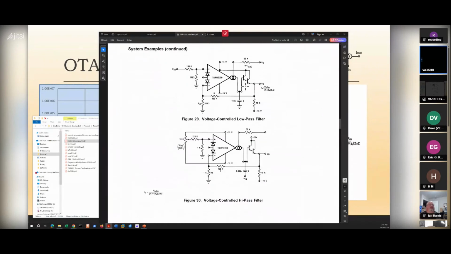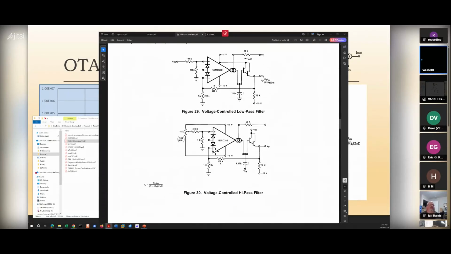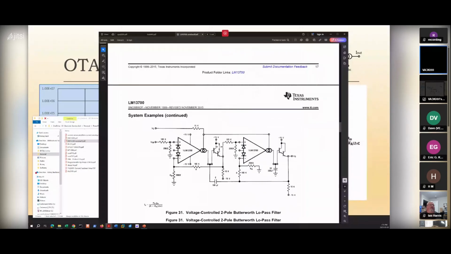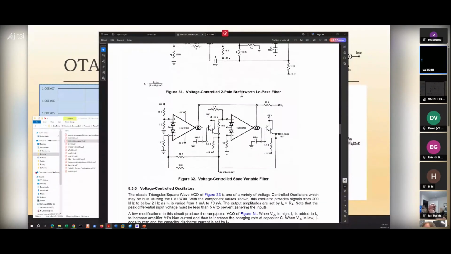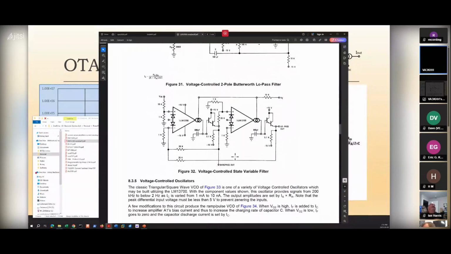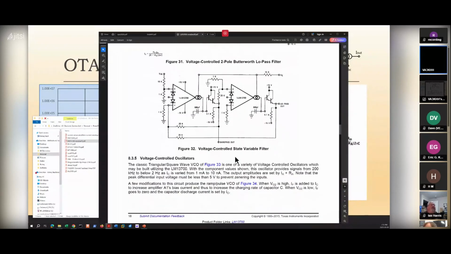And then this low pass filter. There's also a high pass filter, where instead of bringing the signal in here for low pass, for high pass you bring it into the capacitor. It'd be interesting to try both of them. And then they've got voltage controlled filters: a Butterworth low pass, a state variable filter. Yeah, so here they're saying this one goes from 200 kilohertz to 2 hertz.